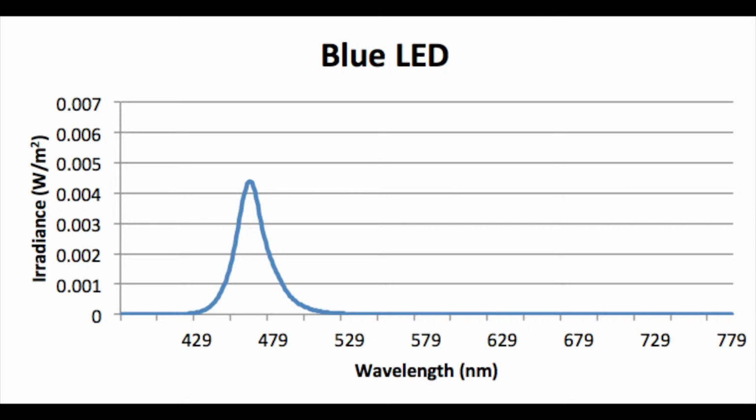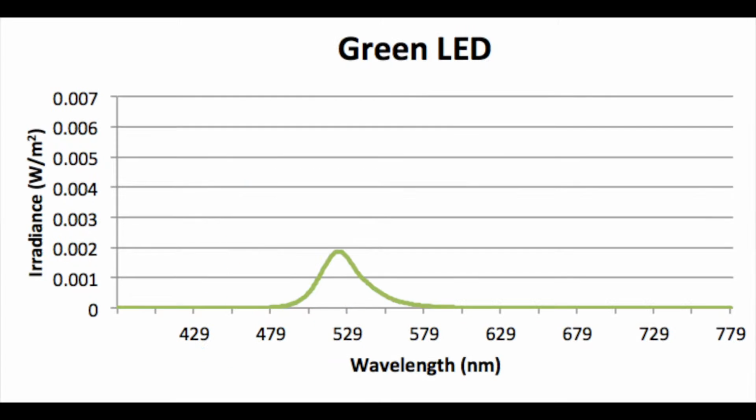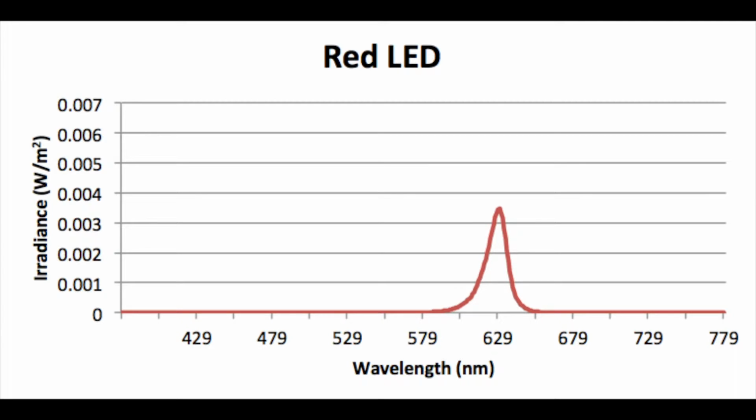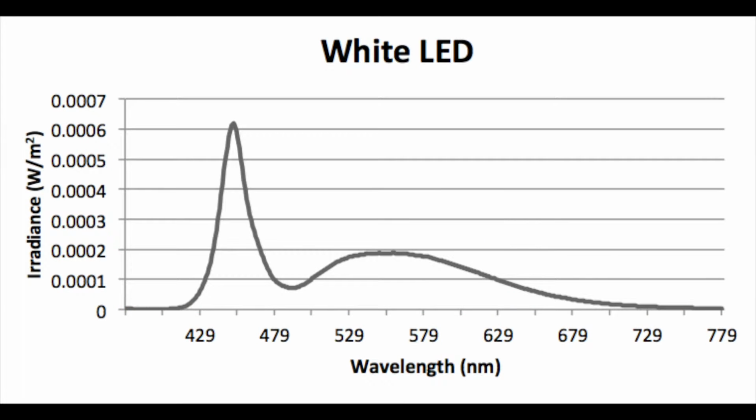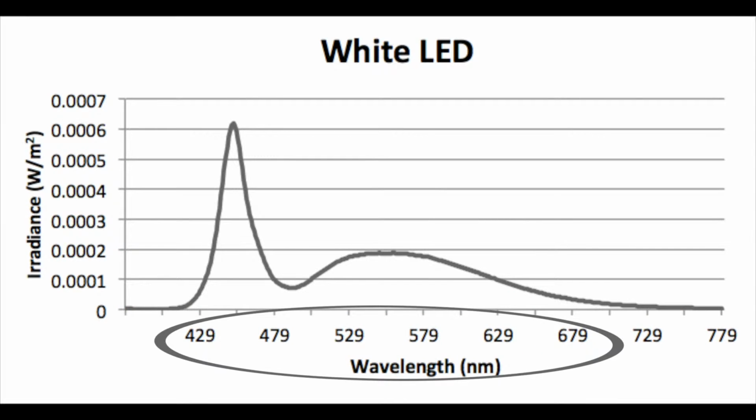If you look at the graphs for LED lights, you will notice that the blue LED shows a high irradiance in the blue range of wavelengths, between 440 and 500 nanometers. The green LED shows a high irradiance in the green range of wavelengths, between 500 and 560 nanometers. And the red LED shows a high irradiance in the red range of wavelengths, between 600 and 650 nanometers. The white LED shows irradiance over the whole visible range of wavelengths.